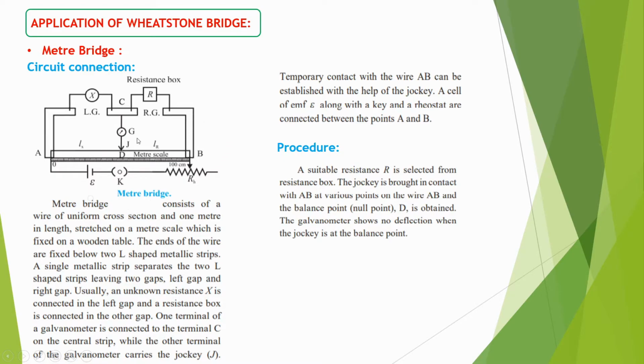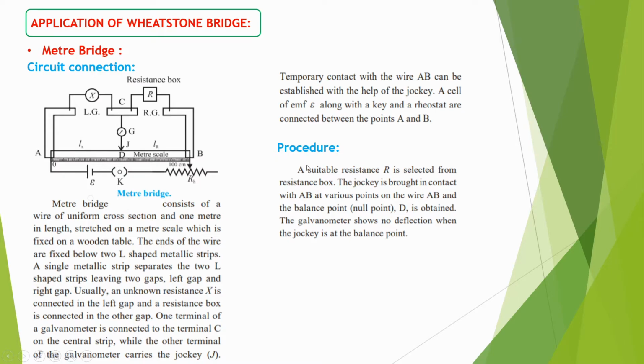Then let us see the procedure. In this procedure, a suitable resistance R is selected from a resistance box. We make the connections as shown in the figure. Then we take out some suitable resistance from this resistance box. The X, that is the unknown resistance which is to be determined, is connected across the left gap, and the resistance box, that is the known resistance, is connected across the right gap.